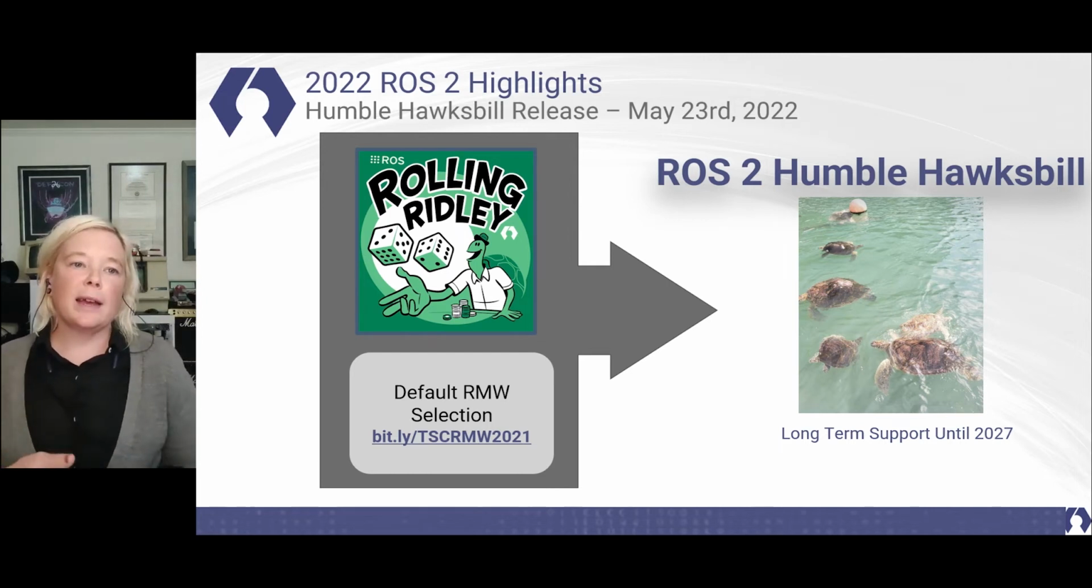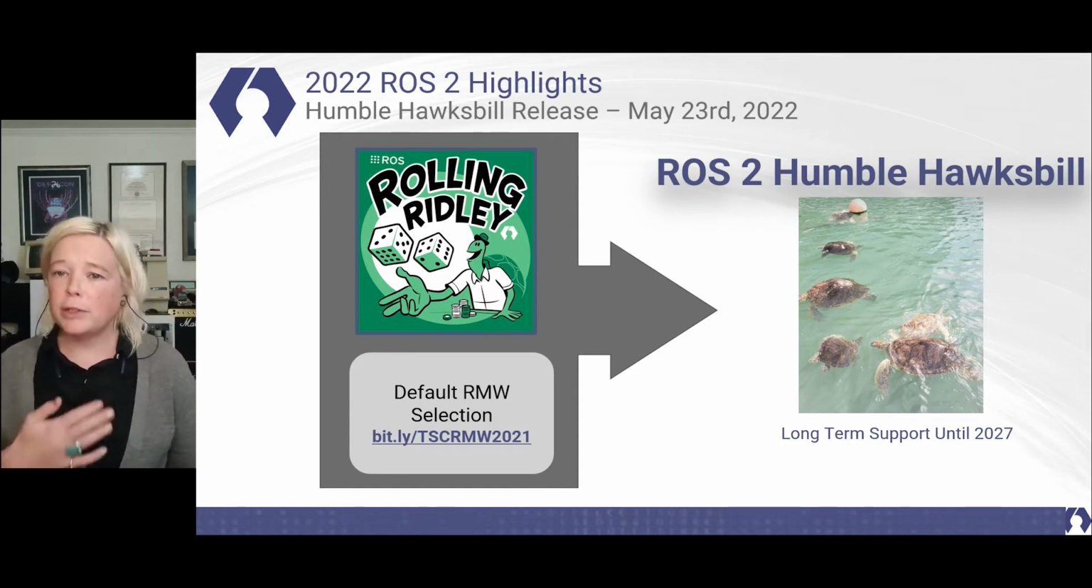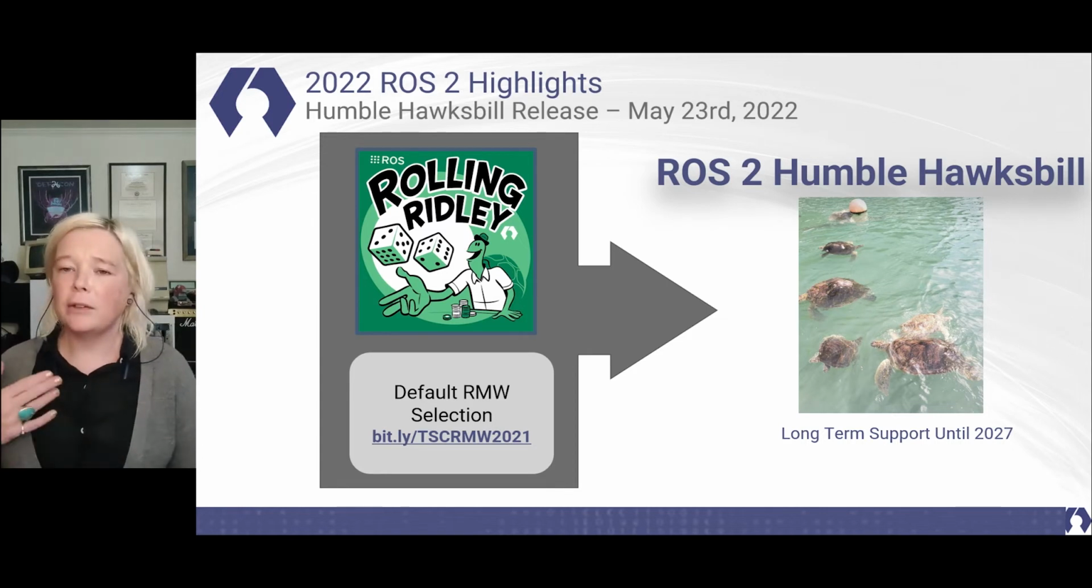So if you say are looking to start building a new ROS-based product, this is probably the version that you're going to want to use, because you'll have 5 years of support before you do any updating or really think about any new distros.